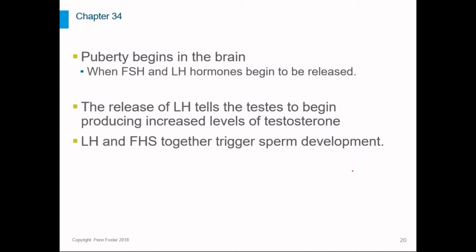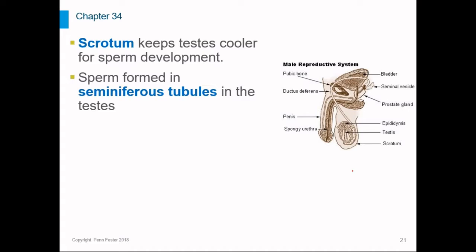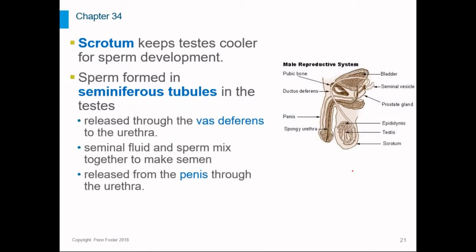Okay, some of the parts of the male reproductive system. The testes must be descended down into the scrotum because they need to be kept cooler than body temperature so that sperm develop properly. Sperm, which are haploid gametes, are formed in seminiferous tubules in the testes, and then they're released through the vas deferens, a tube that connects to the urethra, and other glands create seminal fluid. And when released, the seminal fluid and the sperm mix together to make semen, which is released from the penis through the urethra.